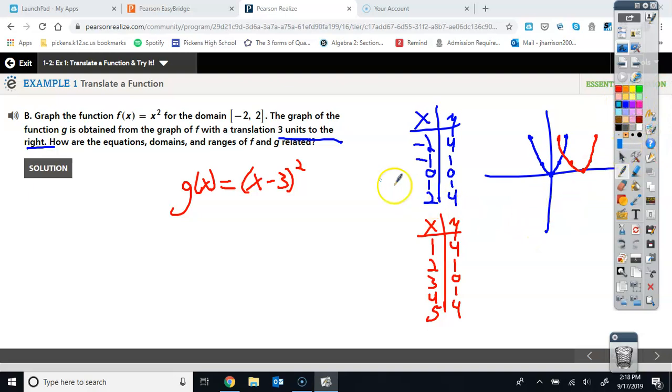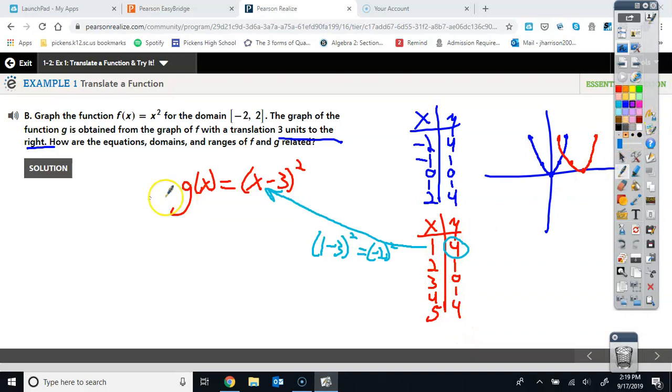Here's why. If you take 1 and you plug it in here for x, it's going to be 1 minus 3 squared, which is -2 squared, which is equal to 4. In order to move the graph right 3 spaces, you actually have to subtract 3 from the x values to get them back to these numbers, which gives you a squared value of 4, 1, 0, 1, and 4.